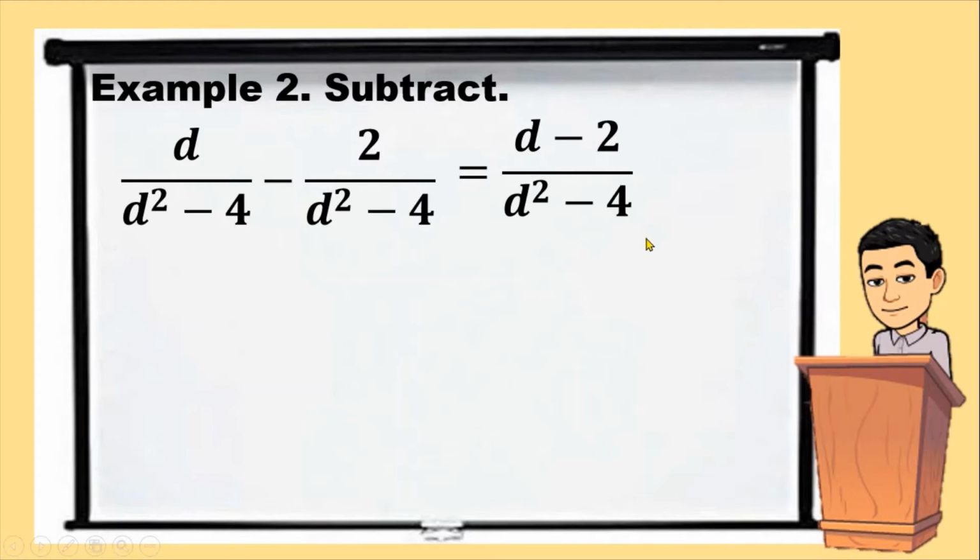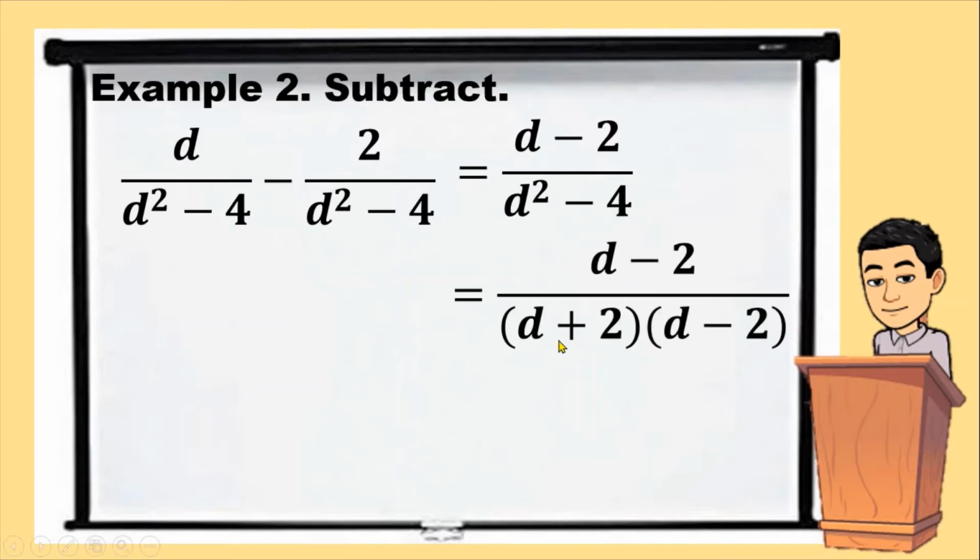Let us simplify our fraction. The denominator is an example of a difference of 2 squares. Therefore, we can express it as the quantity d plus 2 times the quantity d minus 2. So now we can cancel d minus 2, leaving 1 over d plus 2 as our final answer.